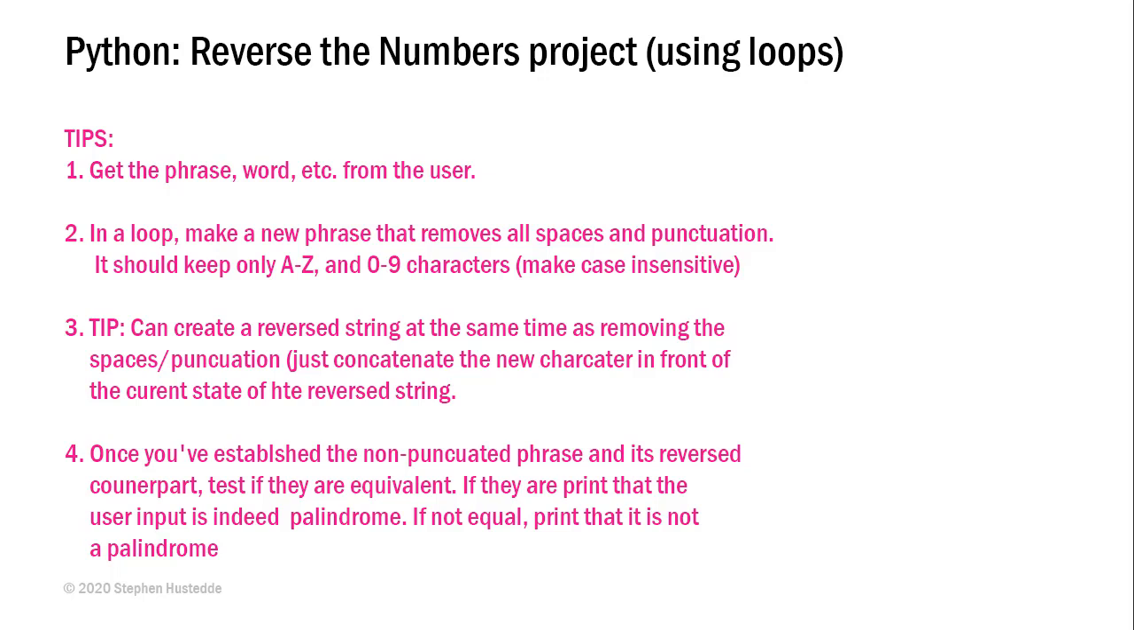So with the valid character, you concatenate it to your original string, and you also concatenate it in reverse order to a reverse string. And then all you have to do is compare those and see if they're equivalent. And if they are, print out that the input is indeed a palindrome. If not, that it's not a palindrome.